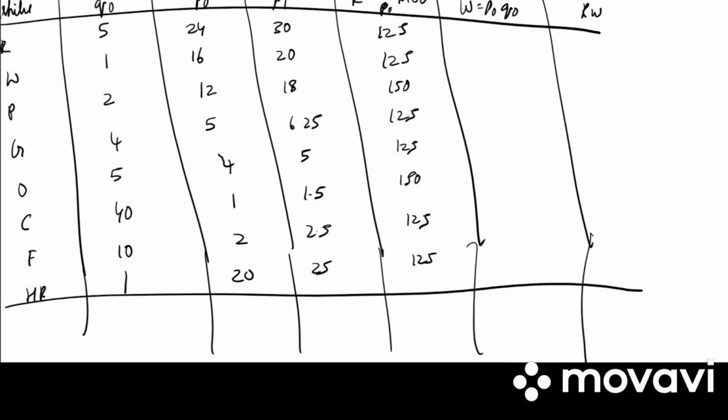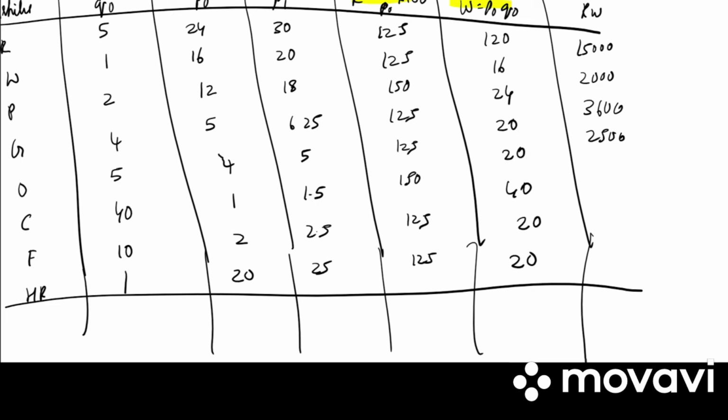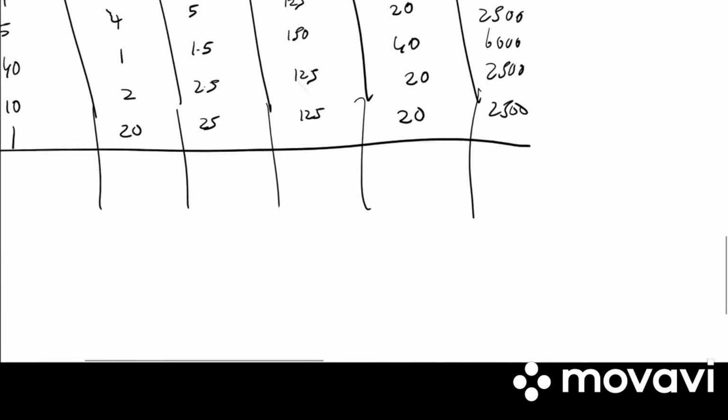Next we have P0 into Q0. 5 into 24, 120. 16, 24, 20, 20, 40, 20, 20. Next we have R into W. 125 into 120, 15,000, 2,000, 3,600, 2,500, 2,500, 6,000, 2,500, 2,500.